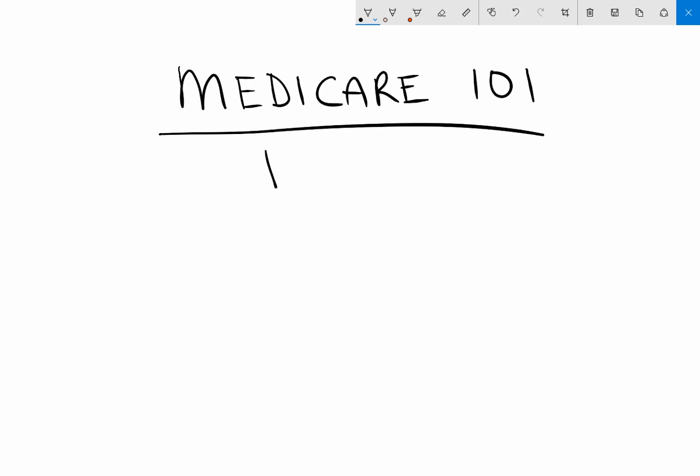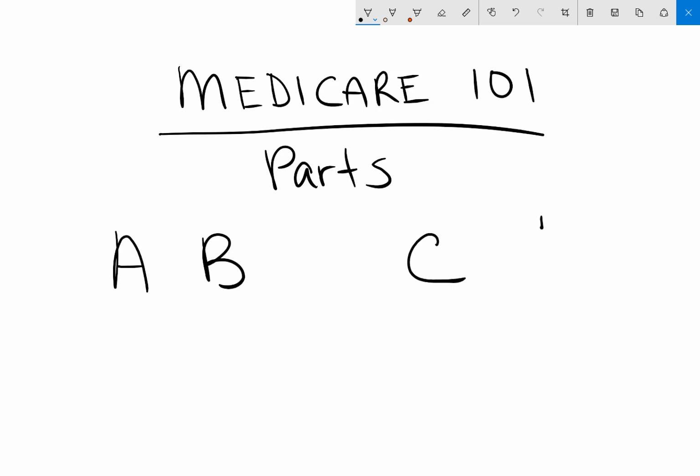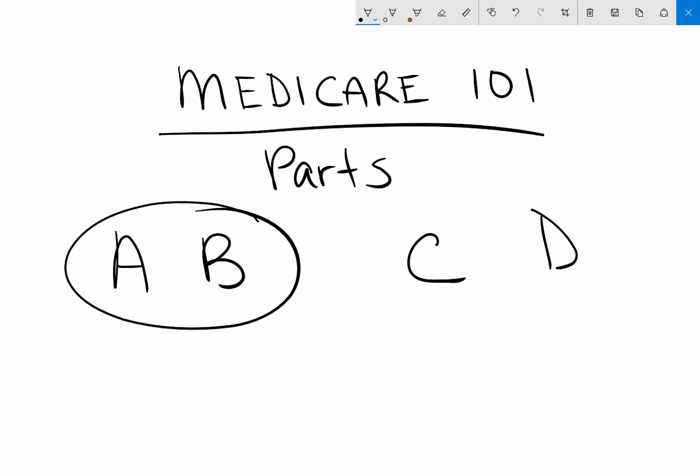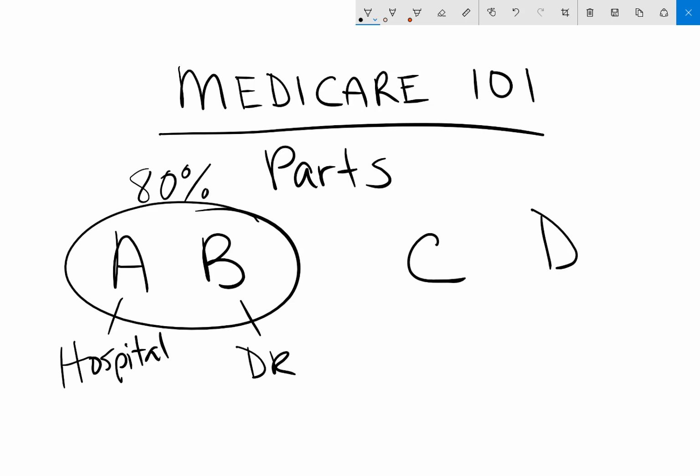To start with the parts of Medicare, you have four parts. Those parts are parts A, B, C, and D. I keep these separate because parts A and B are your original Medicare. This is where you will have hospital coverage with Part A, and then with Part B, you're going to have your doctor coverage. With original Medicare, you will have 80% coverage with Parts A and B once you meet your deductibles for each hospital and doctor.